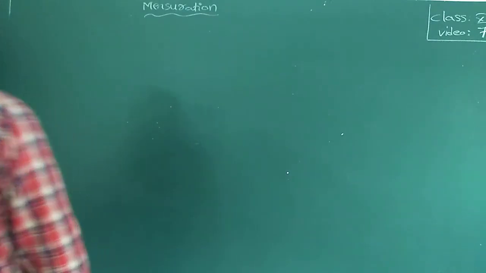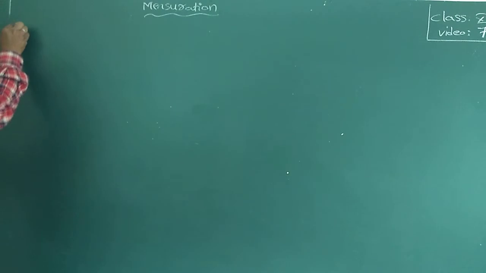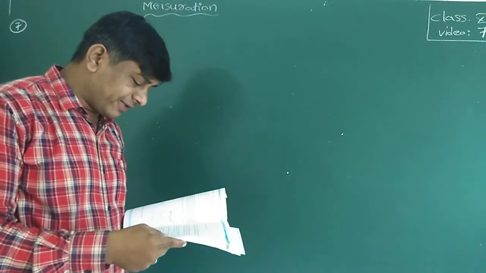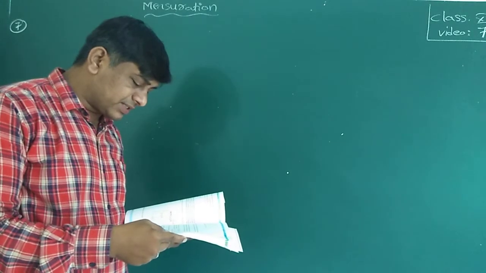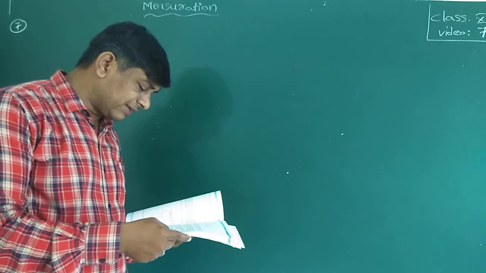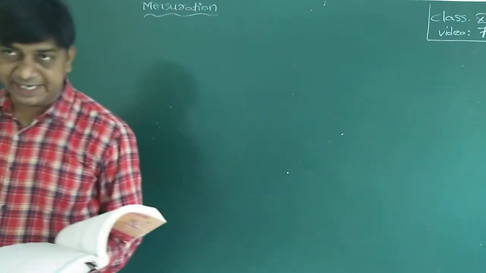Next, the seventh question. A hemisphere is cut out from one face of a cubical wooden block such that the diameter of the hemisphere is equal to the length of the cube. Determine the surface area of the remaining solid.